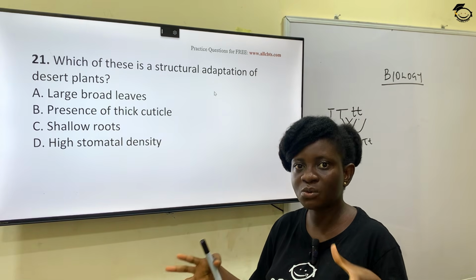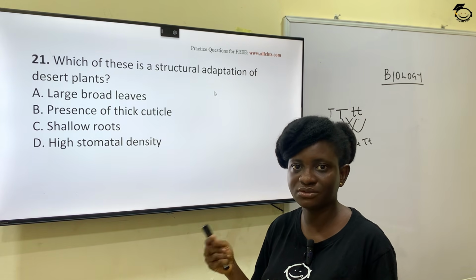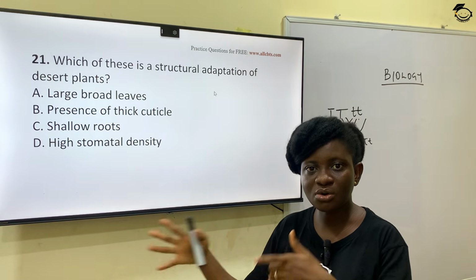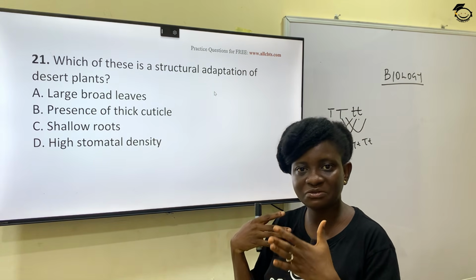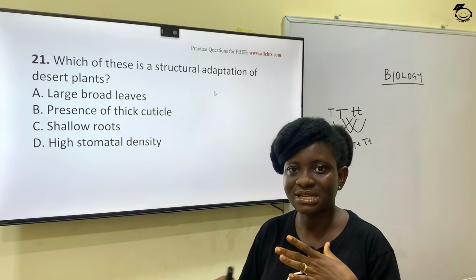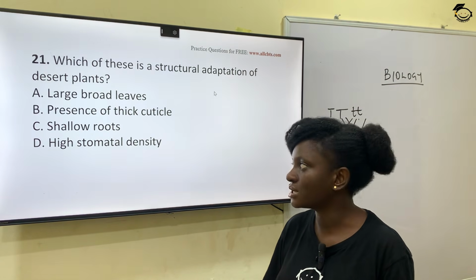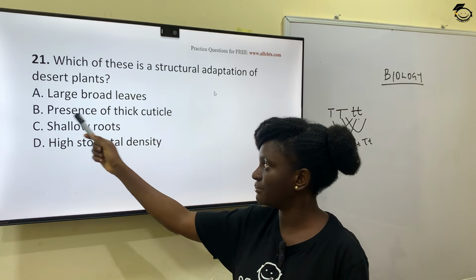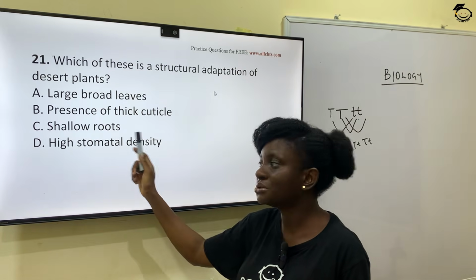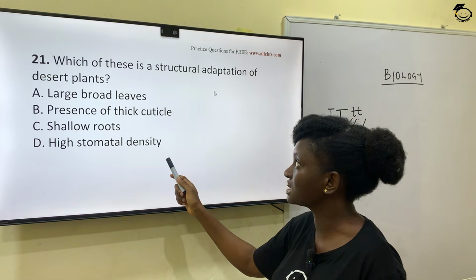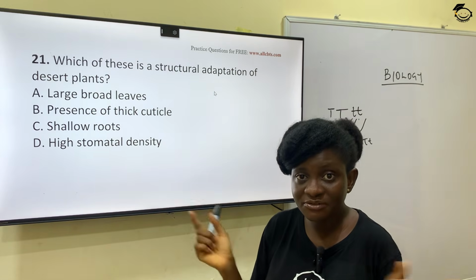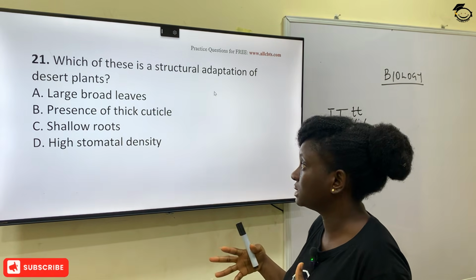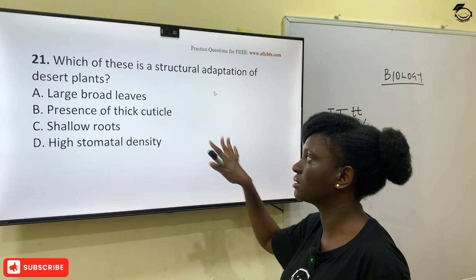One way by which these plants survive is they tend to have a thick cuticle, so that there won't be loss of too much water in the form of transpiration, evaporation of water from the plant, so the plant doesn't get so dry and eventually die off. So we have A, large broad leaves, B, presence of thick cuticle, C, shallow roots, D, high stomatal density. So the adaptive mechanism or survival mechanism by which desert plants survive is presence of thick cuticle.